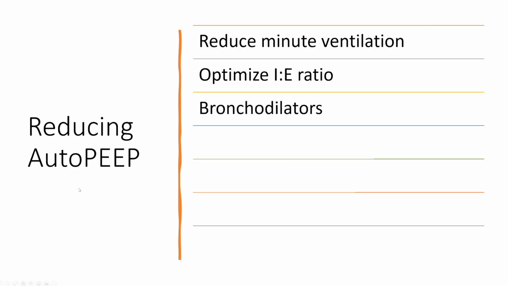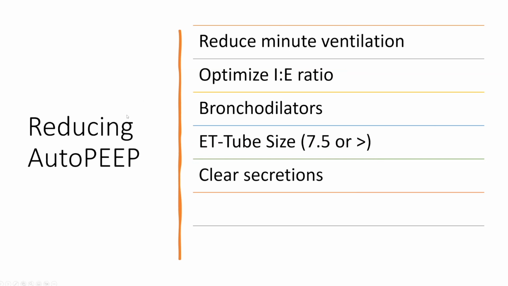Bronchodilators, keeping the airways open and patent, because airways that are more constricted have a lot more resistance, and that'll impede your flow. Also, the ET tube size. Think about Poiseuille's law. If the ET tube is smaller, then there'll be a lot more resistance, and that'll cause expiratory and inspiratory flow limitation. Clearing the secretions. The more secretions there are, the more it narrows the lumen of the airway and increases the resistance, and can cause flow limitation in both phases of the breath cycle.